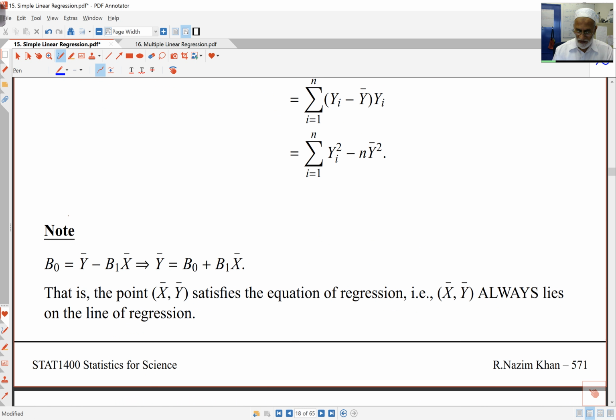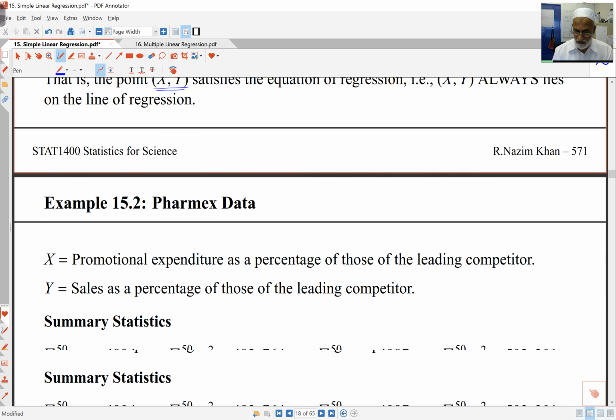Now, one thing to notice here is that because b naught is y bar minus b1 x bar, I can rewrite this as y bar equals b naught plus b1 x bar. So essentially, the equation of regression was y equals b naught plus b1 x. And you can see if I put x bar, y bar in this equation, it's satisfied, which means the point x bar, y bar always lies on the equation of regression. The line of regression goes through the average values.